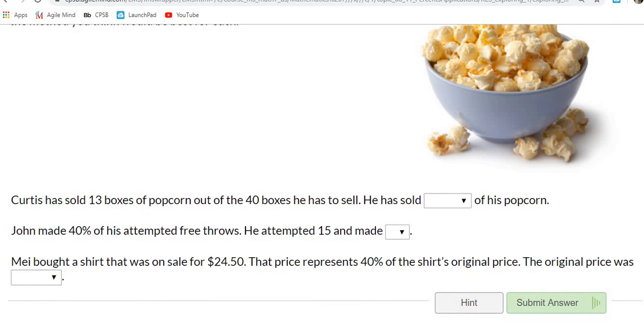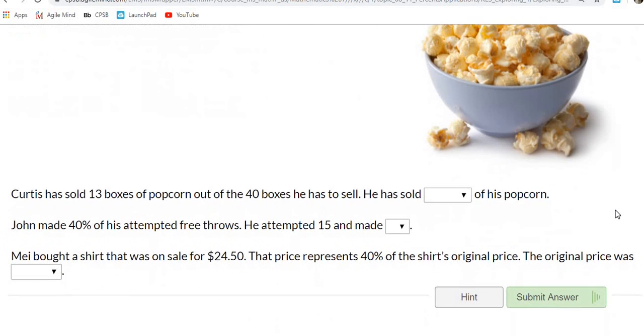So this is going with your problem 3, right? And it says Curtis has sold 13 boxes out of 40 boxes he has to sell. He has sold blank of his popcorn. And my drop-down box has these options. So I need to go about figuring this out.